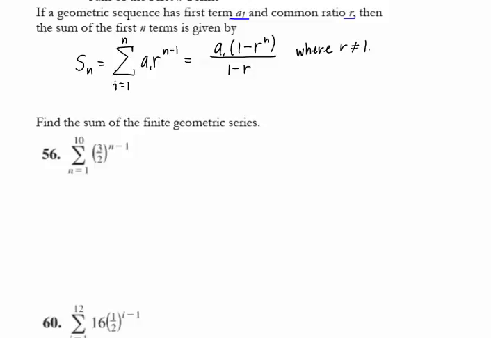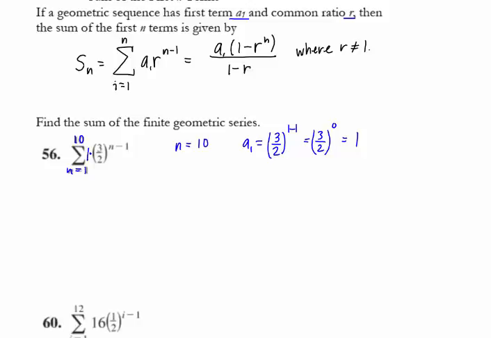In number 56, we can identify these pieces. We see that n is 10. That's how far we are going, how many terms. Rather than write them all out, let's identify the pieces and use the formula. The first term is what happens when n equals 1. And so when n equals 1, we get 3 halves to the 1 minus 1, which is 3 halves to the 0, also known as 1. So this tells me the first term is 1, or you can think of it like a secret little 1 in there.